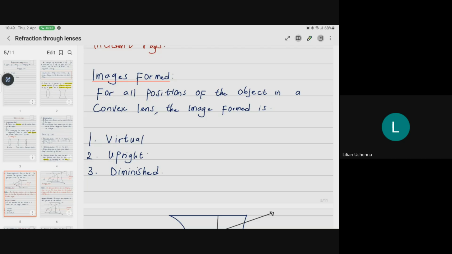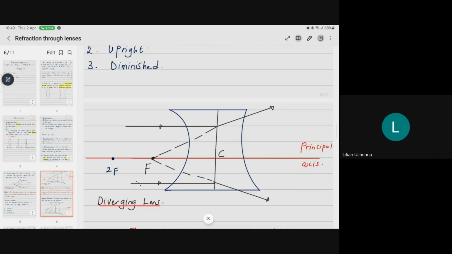So the image formed from a convex lens is fixed, no matter the position where the object is. Just like your convex mirror as well. Does that make sense? What happens in the convex mirror is exactly what happens in the converging lens. No matter the position, the image stays the same, and it's going to be what? Virtual, upright, and diminished. Always use this to remember what the form of the image is going to look like.